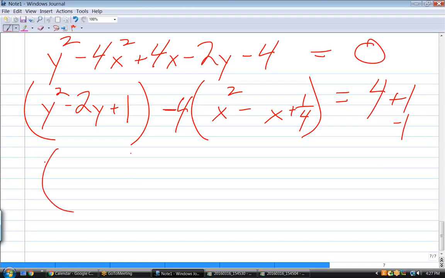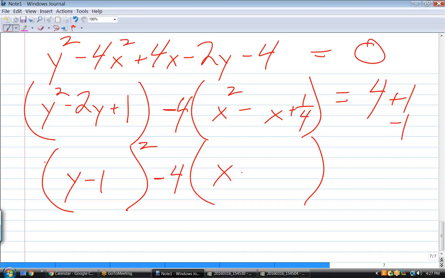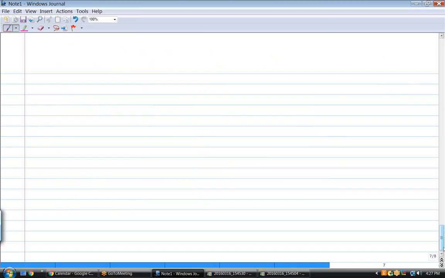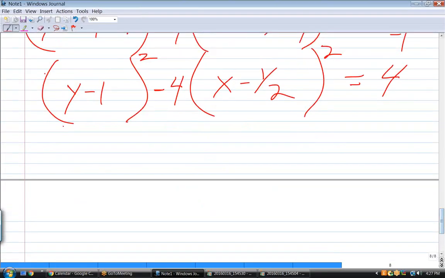So now rewrite it as the next step. So it's y minus 1 squared, minus 4, we factored out that, times x minus 1/2 squared, and then equals 4. And the next step. Divide both sides by 4.